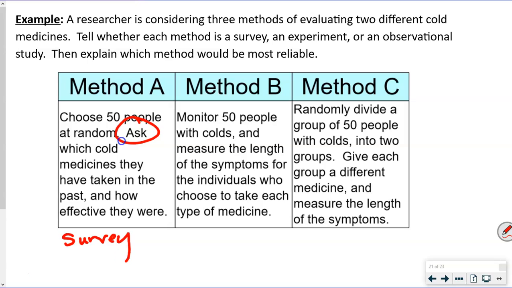Okay. All right, let's talk about the next one. Monitor 50 people with colds and measure the length of the symptoms for the individuals who chose to take each type of medicine. On this one, they chose to take the medicine, right? We're still monitoring 50 people with colds, but they chose to take the type of medicine. So this, I would say, would be observational.